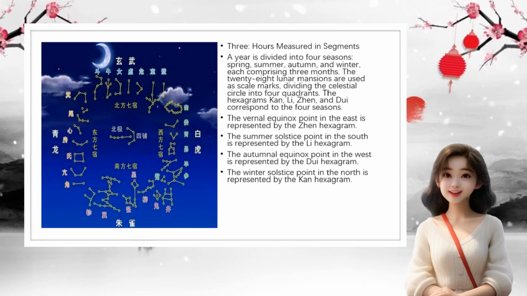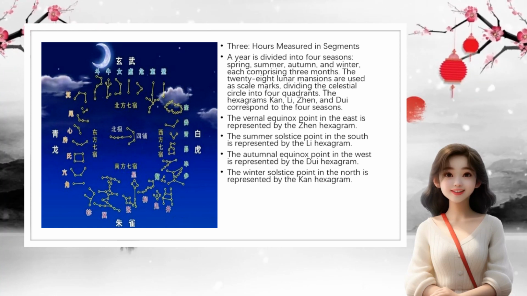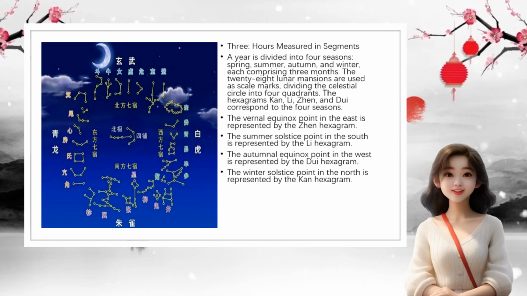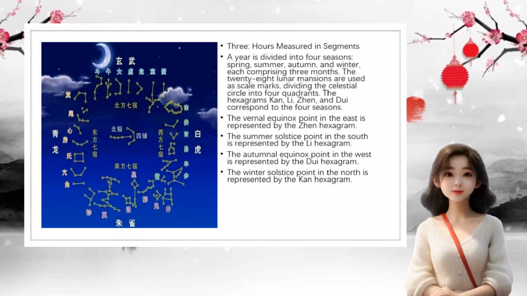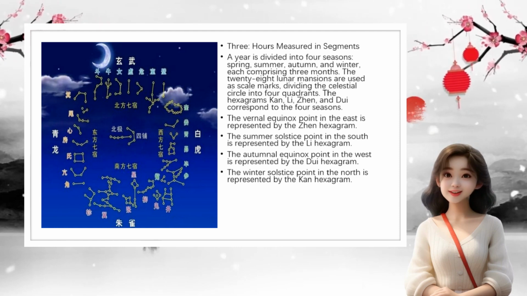The vernal equinox point in the east is represented by the Zhen hexagram. The summer solstice point in the south is represented by the Li hexagram. The autumnal equinox point in the west is represented by the Dui hexagram. The winter solstice point in the north is represented by the Kan hexagram.